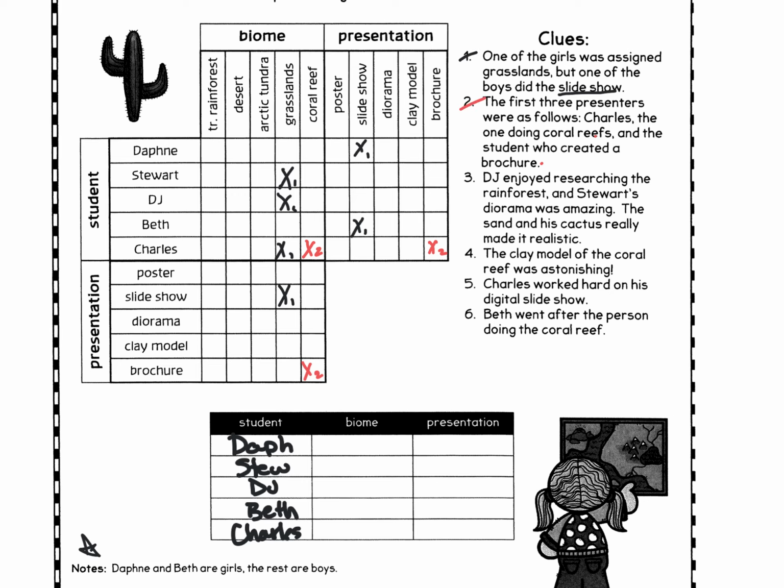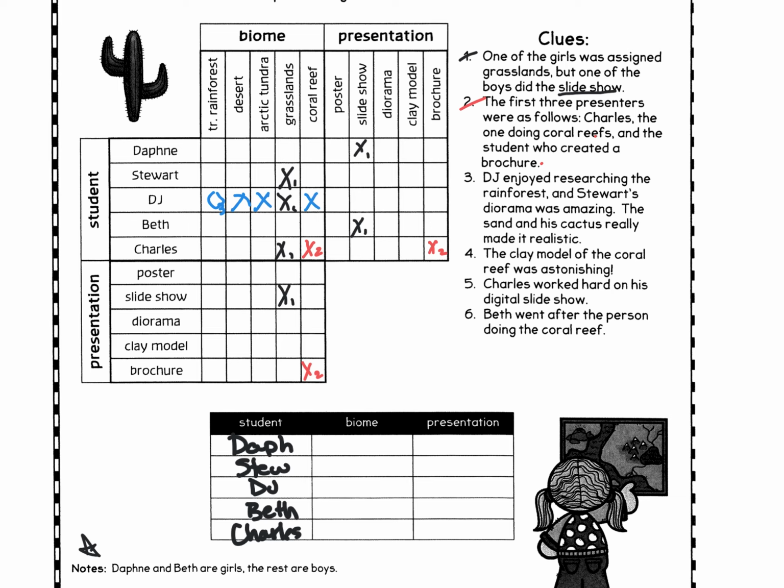Clue 3. It says DJ enjoyed researching the rainforest. Okay, so here's an answer, right? So DJ did the rainforest. So let's find rainforest. DJ did do the rainforest. That is clue 3. Okay, which means DJ could not have done the desert, the tundra, or the coral reef.